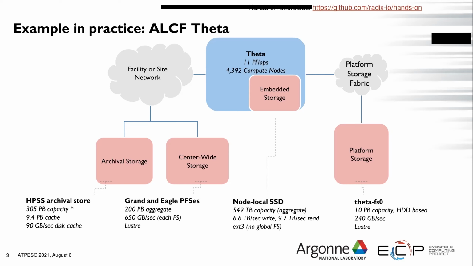And the center-wide storage is actually 2 file systems. There's Grand and Eagle. One thing that's a little bit unusual you may notice is that Grand and Eagle are actually considerably faster than the platform storage. That wouldn't normally be the case, but the fact of the matter is Grand and Eagle are much newer than the Theta FS0 file system, and so they have more speed available. And there's a shift towards how we're going to be using these storage systems in the future.